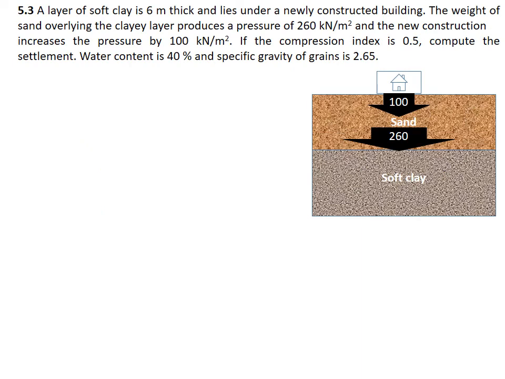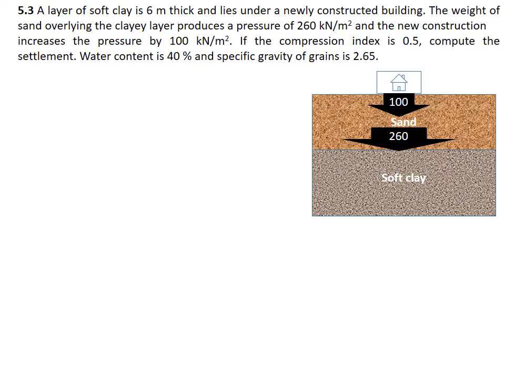Here we have a layer of soft clay which is 6 meter thick and lies under a new constructed building. The weight of sand overlying the clay produces a pressure of 260 kPa, and the new construction increases that pressure by 100. So if the compression index Cc is 0.5, compute the settlement. Additional data for the clay is given: water content 40% and the specific gravity 2.65.